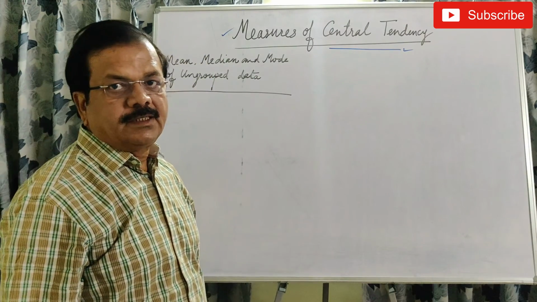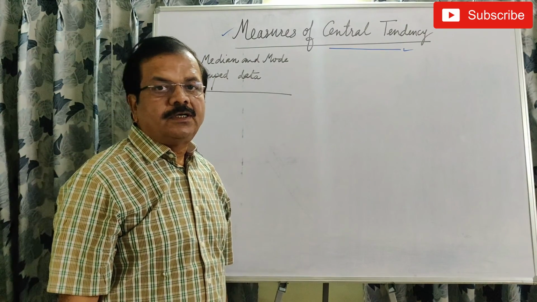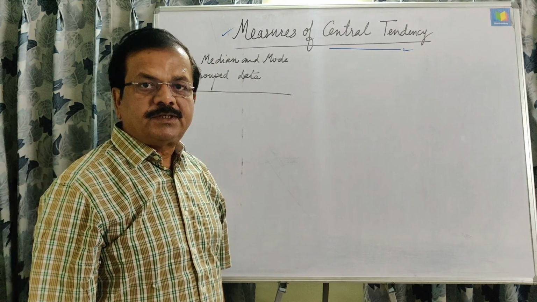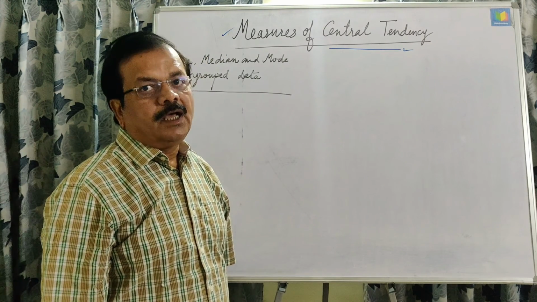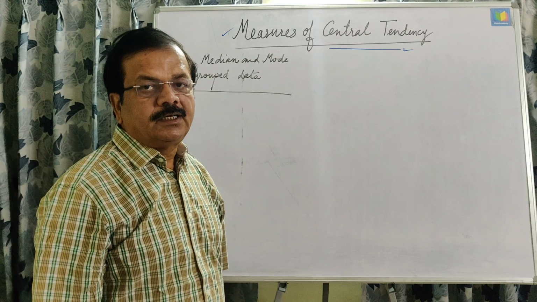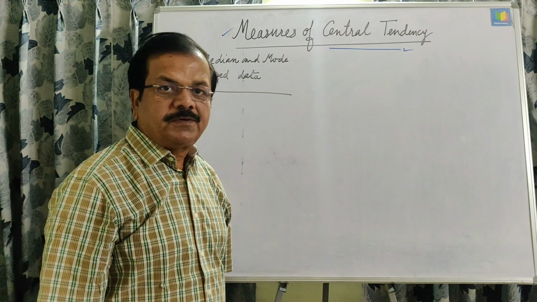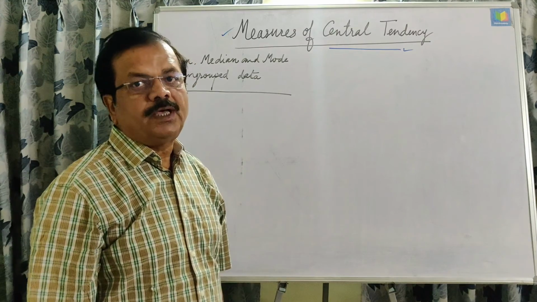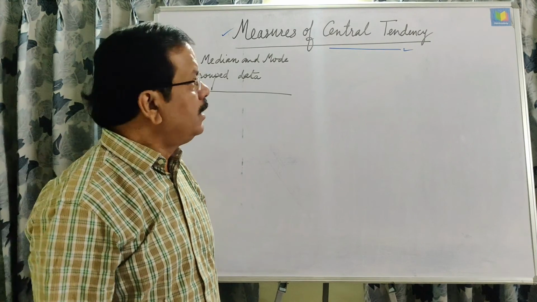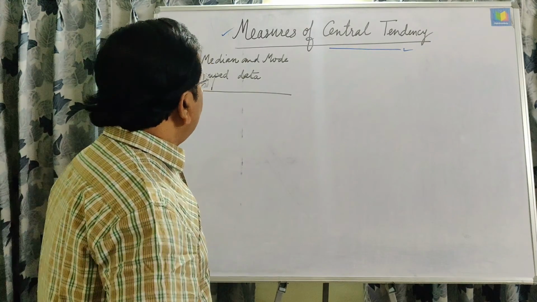which lies in between the two extremes, that is, which is neither the lowest value of the given data nor the highest value of the given data, but which lies in between the lowest and highest value, that is, the two extremities of the given data.